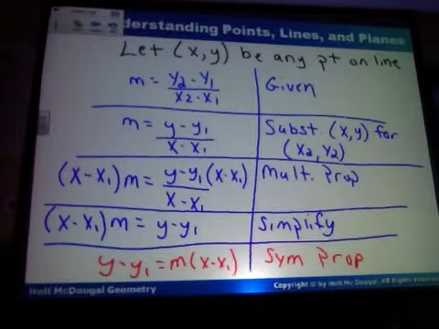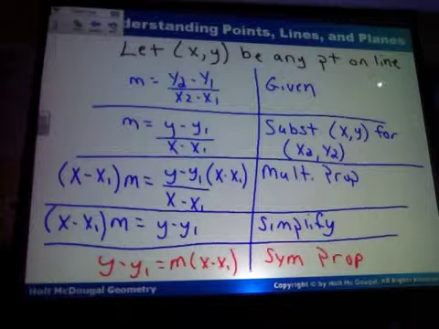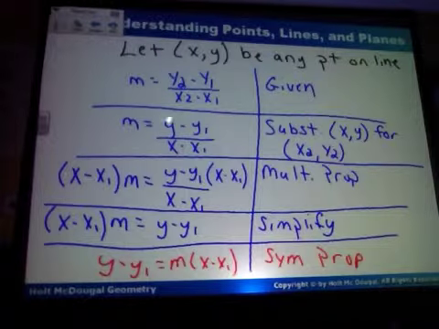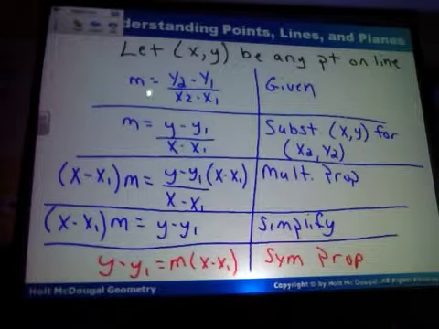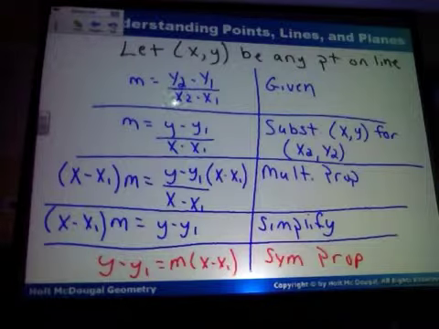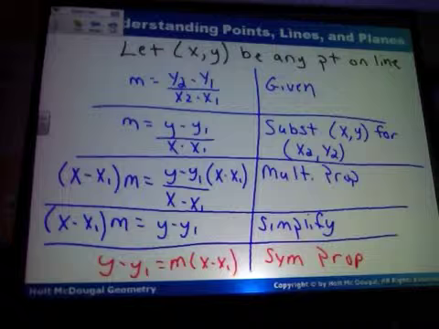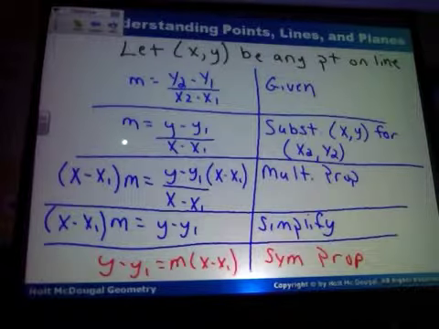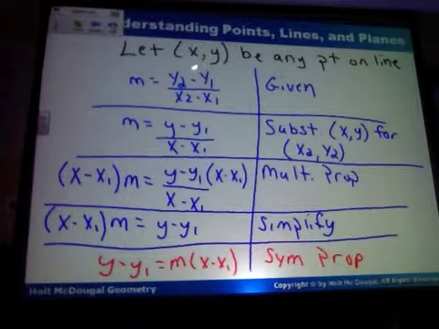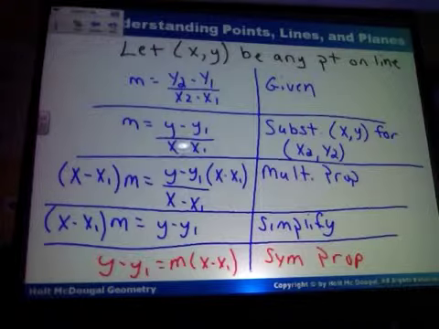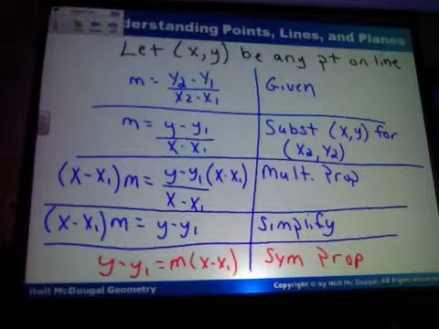Okay, so let x, y be any point on the line. So we always start with what's given. We're going to start with your slope formula, y2 minus y1 over x2 minus x1. Justification: given. Then we're going to substitute our point on that line into your slope formula using substitution.